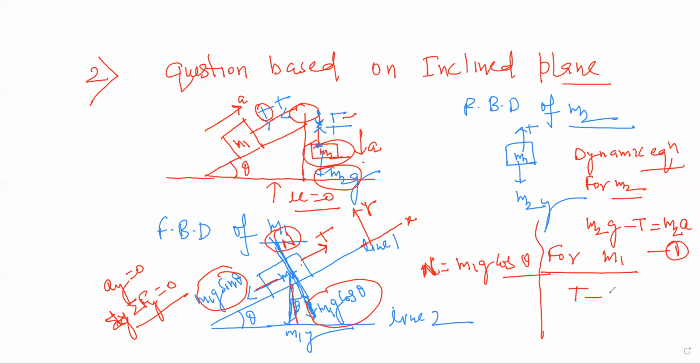And for M1: T minus M1g sin theta is equal to M1 into a. This is the second relation. These are two equations in T and a, so of course we can easily find out tension and acceleration. Okay, now the next question.